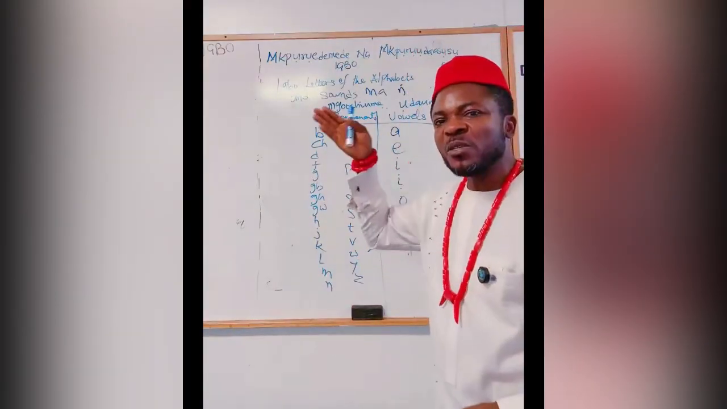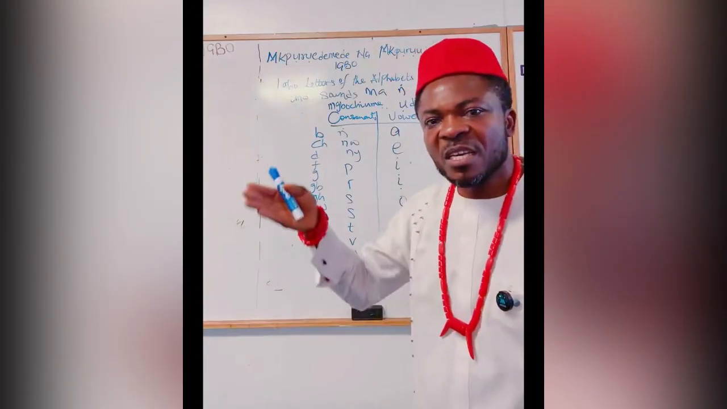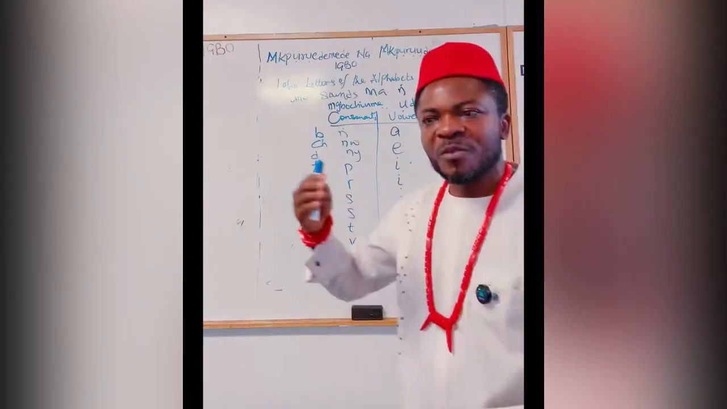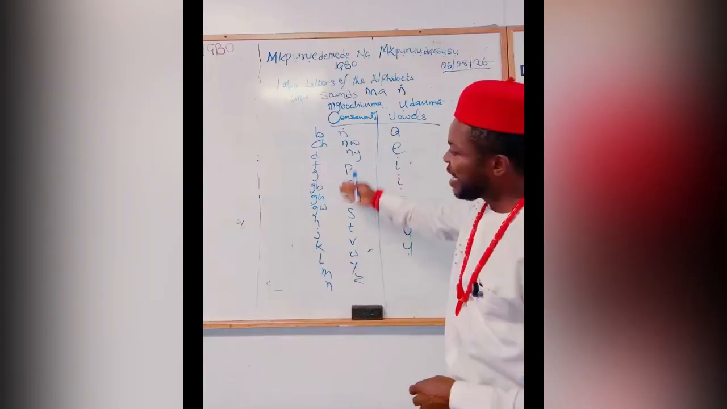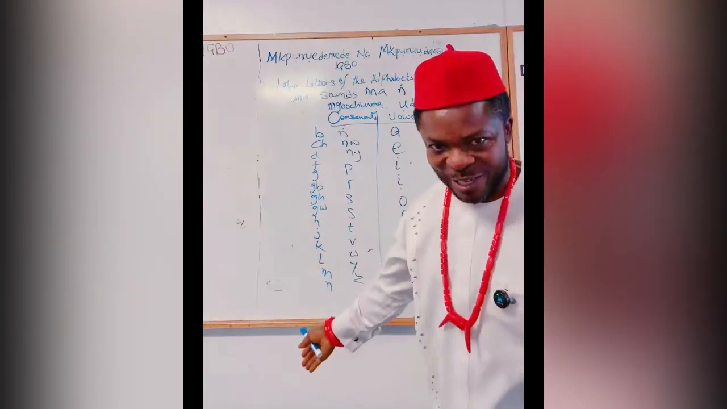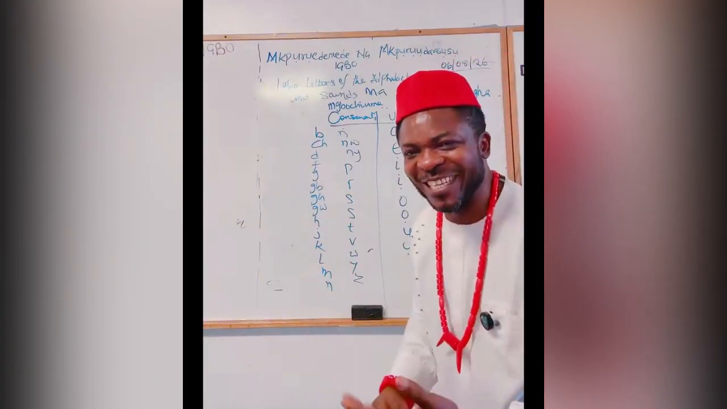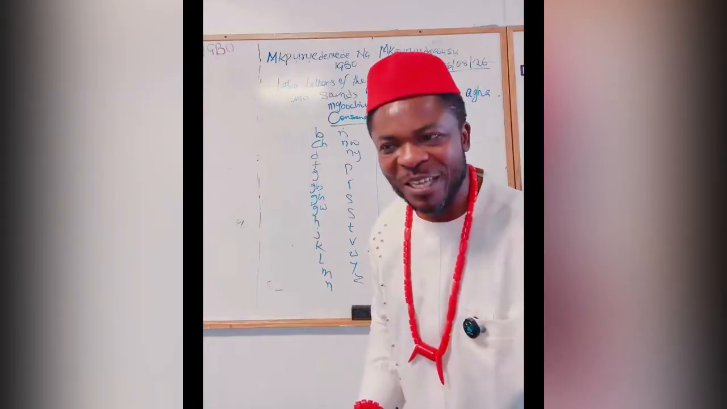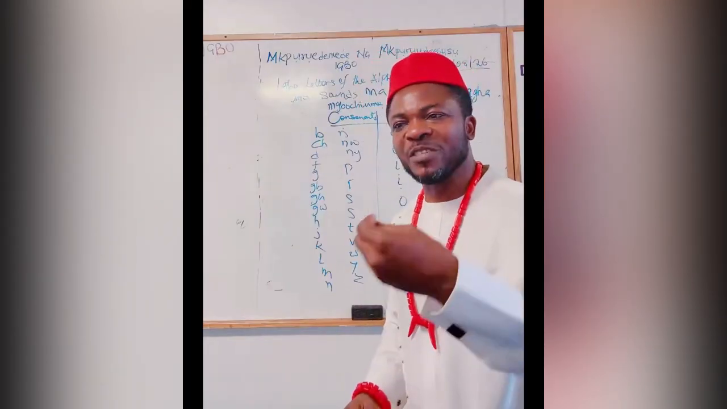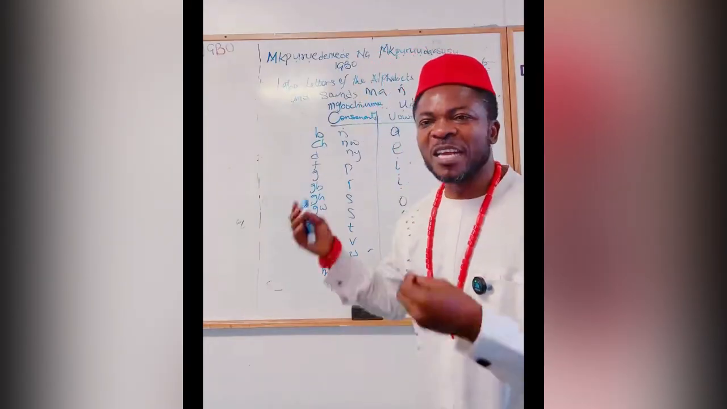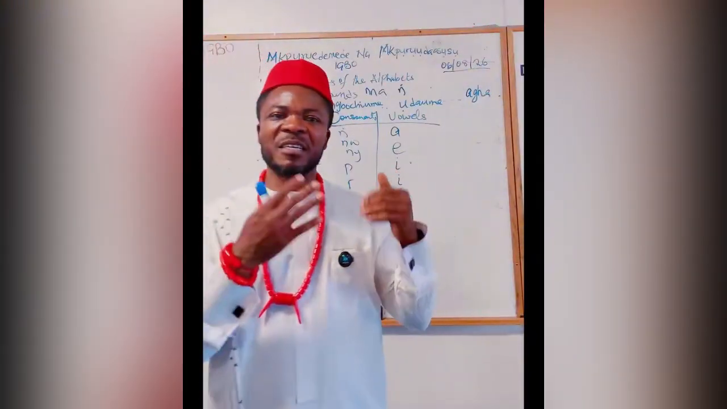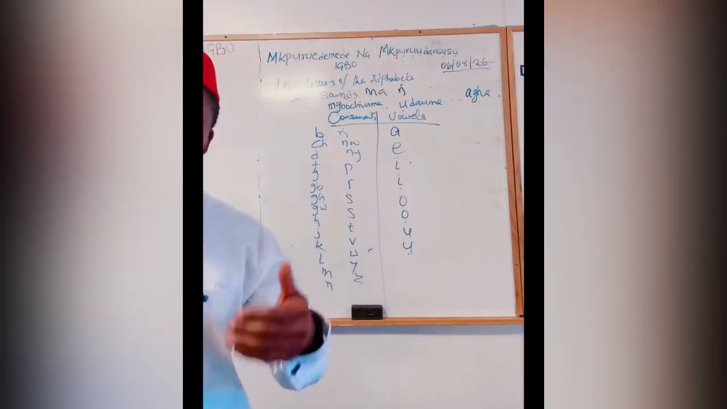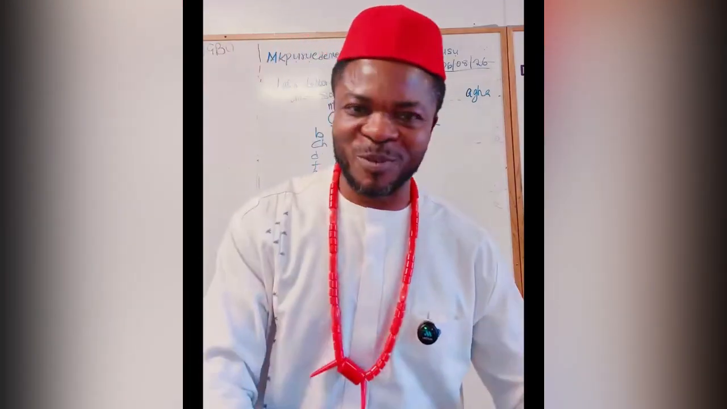Mkpụrụ ụda Igbo, the Igbo sound system. Igbo sounds versus Igbo letters. When you are writing it down, you are writing the letters. When you are pronouncing it, you are pronouncing the sounds. You are producing the sounds. You are giving sound to the letter. This letter is sounded this way. This sound is written this way.